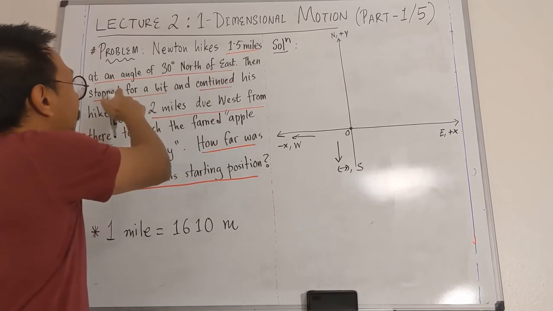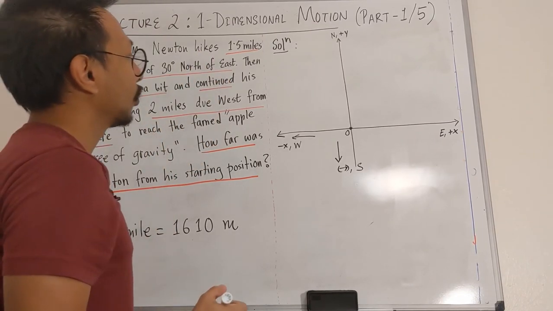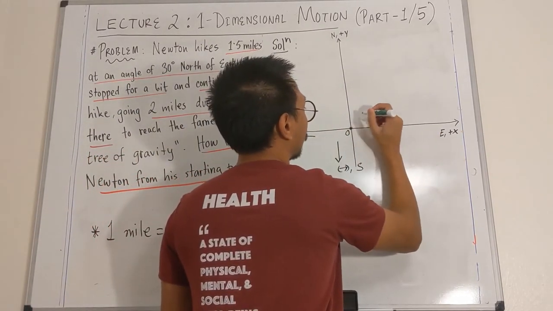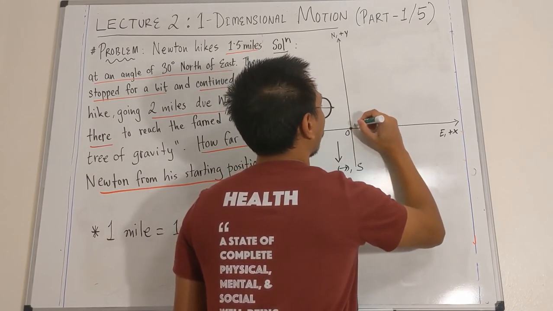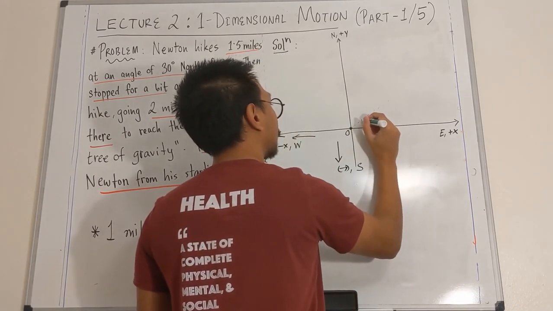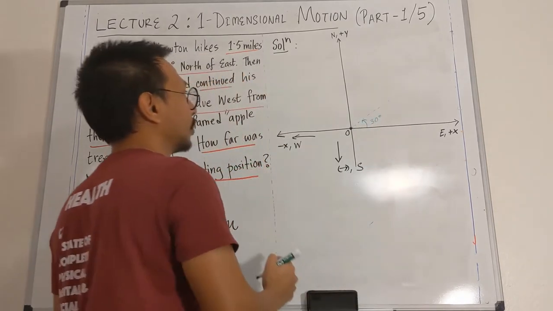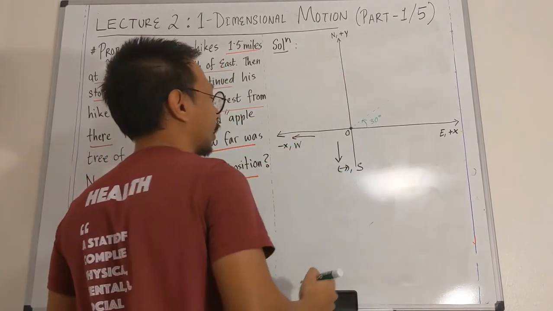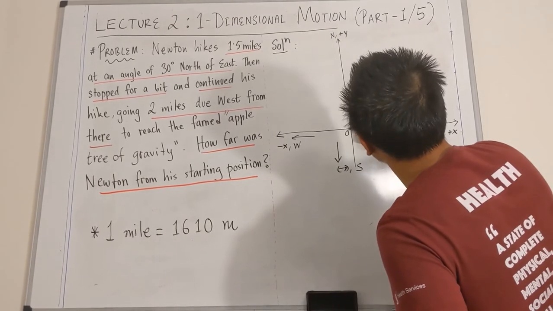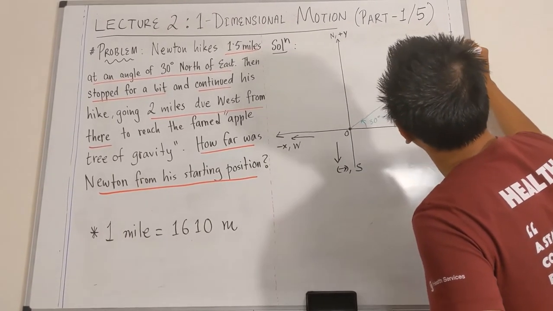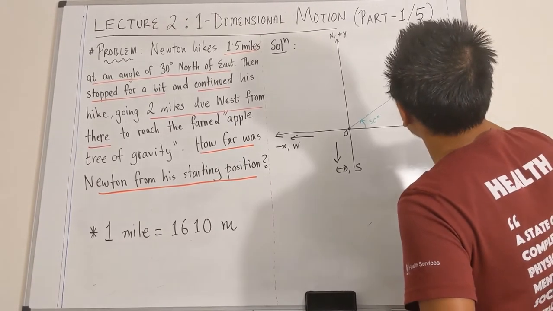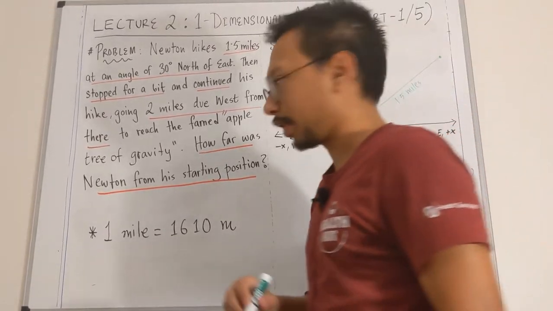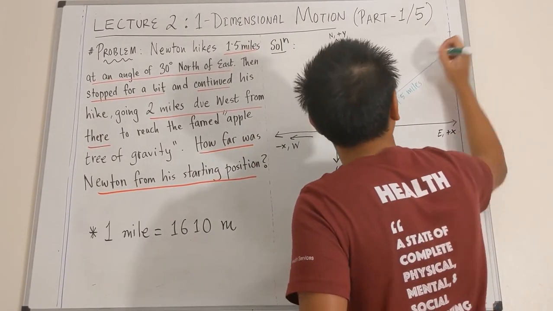Newton is hiking 1.5 miles at an angle of 30 degrees north of east. So this is north, this is east. So let's say this is around 30 degrees north of east, so in this direction. Okay, so we need a line that is denoting a distance of 1.5 miles. Okay, what do we call that line? Let's say we call this point A.